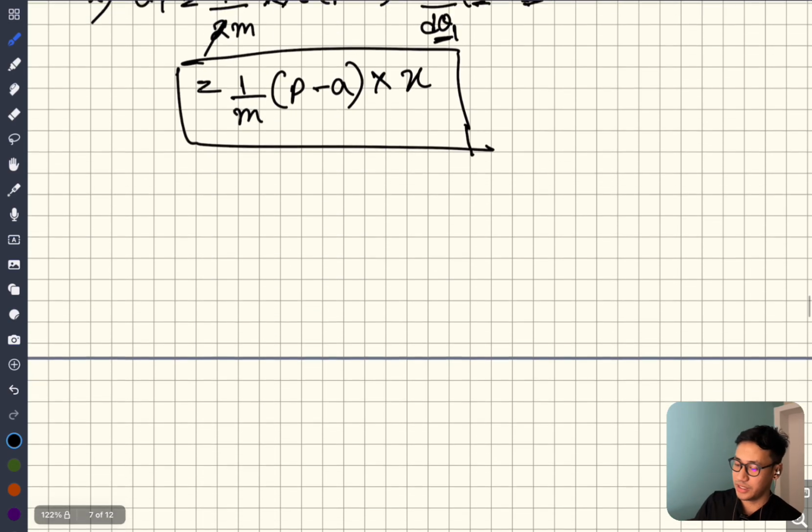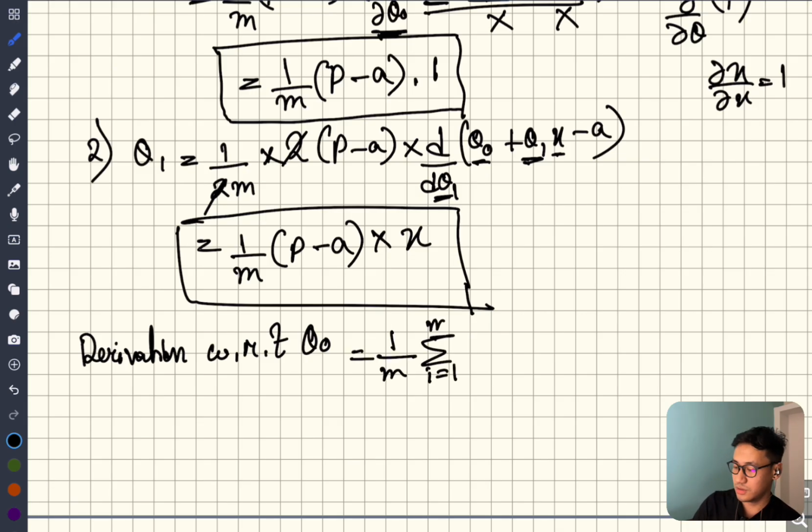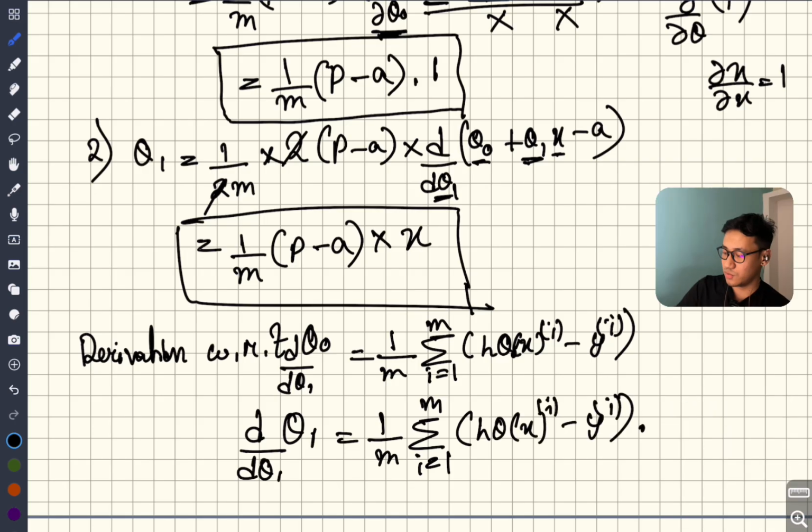Let me write it clearly here. The derivation with respect to theta naught is 1 by m summation of prediction, which is h theta of x of i, minus y of i. This is for theta naught. With respect to theta 1, the derivation is 1 by m summation from 1 to m, the same thing, h theta of x of i minus y of i, but this time x will be there, as x was there. All right, so this is the main formula.